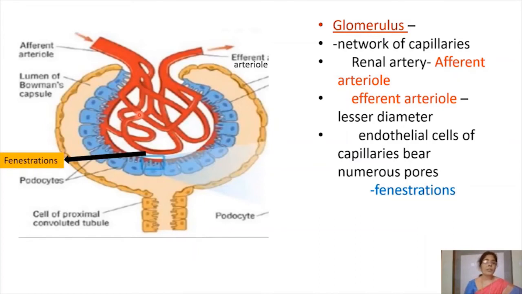This is about the glomerulus. Network of capillaries formed by the afferent arteriole. Again, these capillaries rejoin and form efferent arteriole. Then the pores present in the endothelial cells of glomerular capillaries are said to be fenestrations.